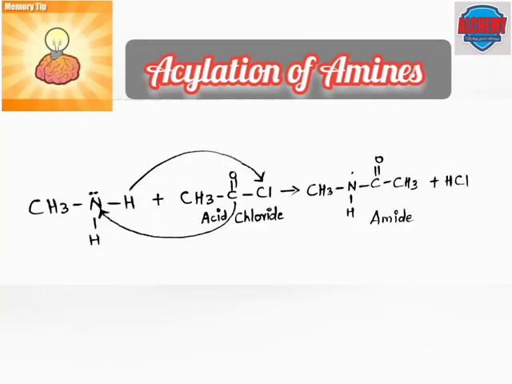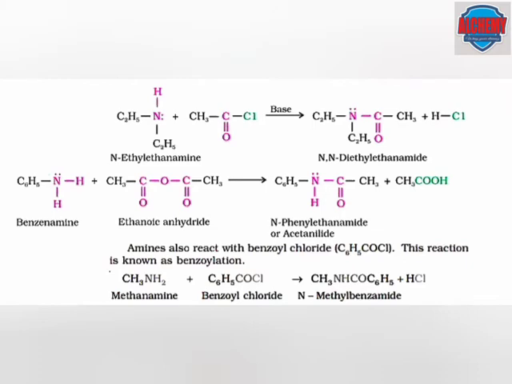A simple example is given here. CH3NH2, that is methyl amine, reacts with the acid chloride CH3C double bond O Cl. In this reaction, the chlorine of the acid chloride combines with one of the hydrogens of the methyl amine and forms HCl, which is eliminated, resulting in the formation of the following amide. Two other examples are given here. Try to understand the concept based on the same logic.